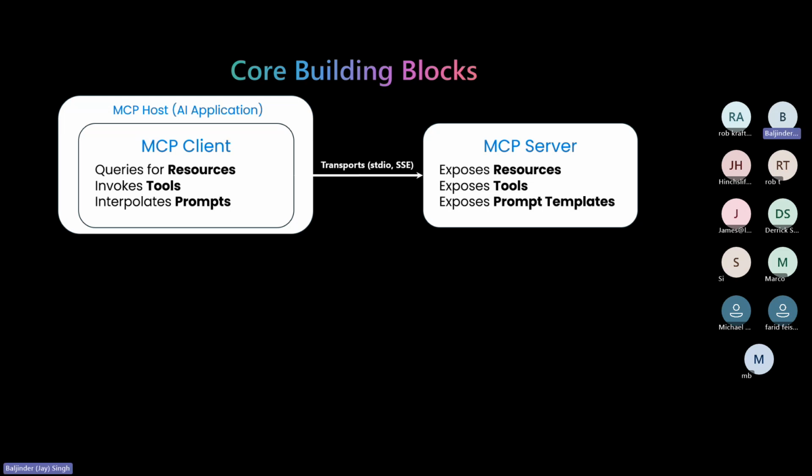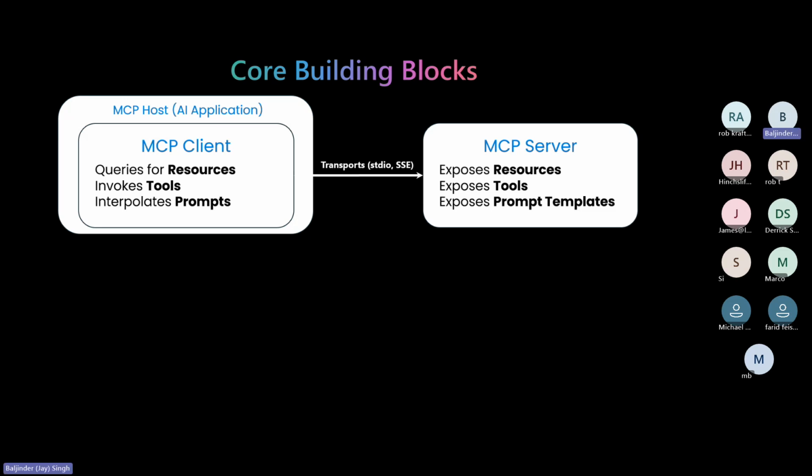Inside the host lives the MCP client. That's the second part. The client is a component that actually speaks MCP. The client has three primary responsibilities, which map directly to the primitives I'll touch on shortly. It queries for resources, it invokes tools, and it interpolates prompts. The important point here is a separation of concerns. The agent is doing the reasoning, the client is communicating, and the protocol keeps things consistent. So that's a good way to define these different components.